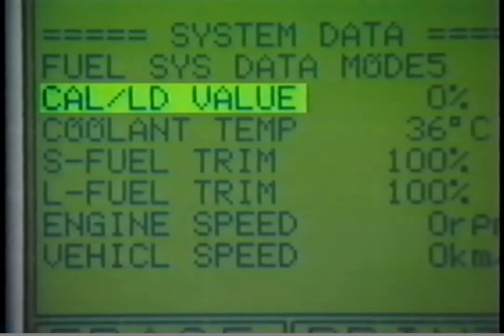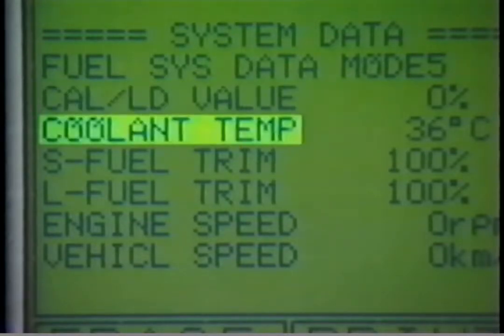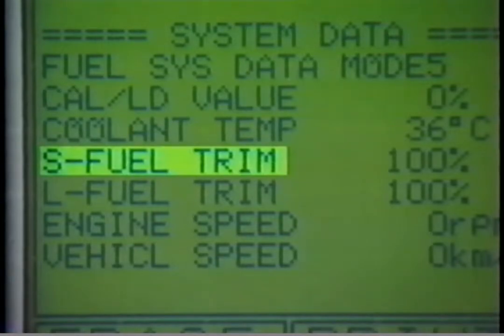The calculated load value is the airflow through the intake, expressed as a percentage of the total possible intake volume. The higher the percentage, the heavier the load. Next is coolant temperature data. Short-term fuel trim is a description of how the ECM is adjusting the air-fuel ratio for the short term, expressed as a rich or lean percentage.